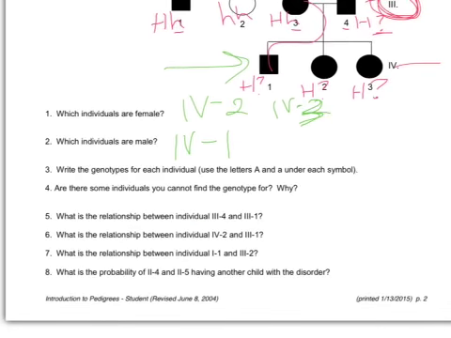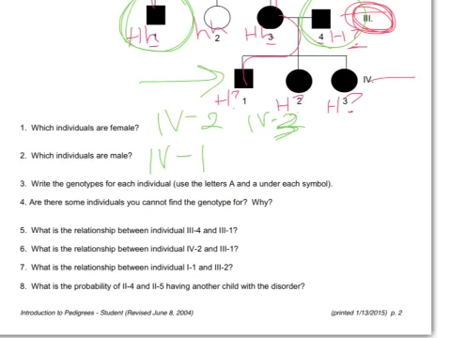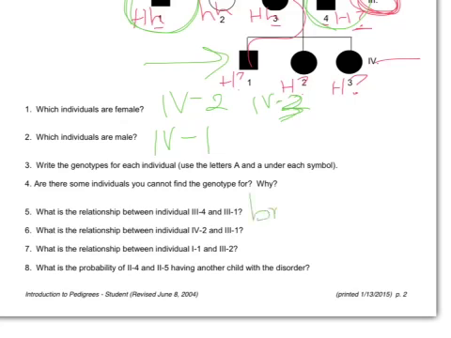Okay? If you look at number 5, 6, 7, these are relationship questions. So we'll do 1 or 2 of these and then we won't do them on the other pedigrees. You'll do them yourself. What is the relationship between individual 3, 4 and 3, 1? So if we come up here, we're looking at generation 3, individual 4, and generation 3, individual number 1. They're both males. Their relationship would be that they are brothers-in-law.